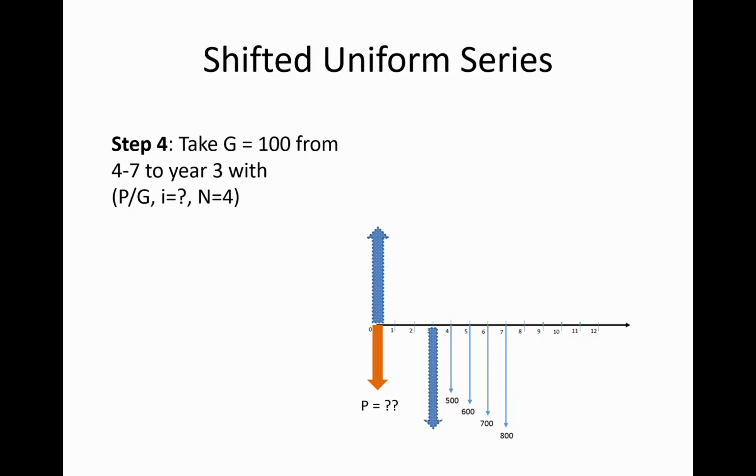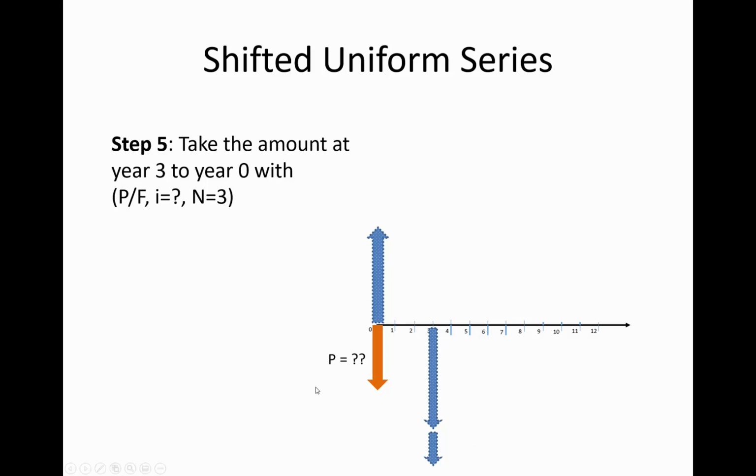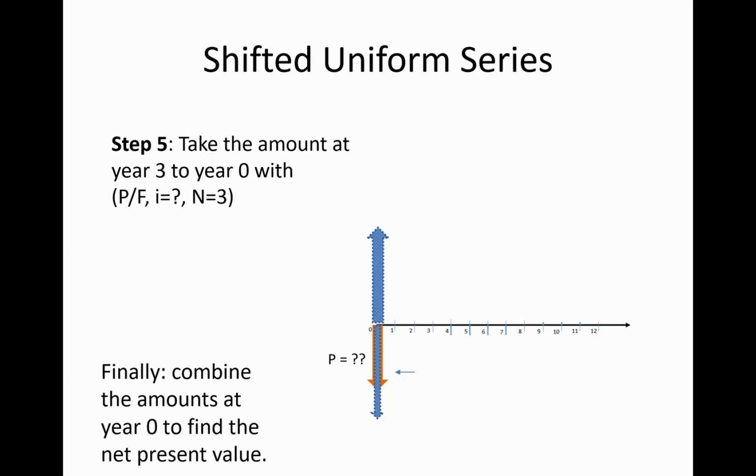Now the next step is the gradient. And so there's going to be an additional arrow at year 3 that comes from just the gradient part of it. So we would do find P given G for whatever this interest rate is in 4 years. Okay, so then now we have a combined amount at year 3 that has to get to year 0. So we would find P given F, looking up the factor with that, and move it to the present. And so then combine both the inflow and the outflow at year 0 to find out the present value.